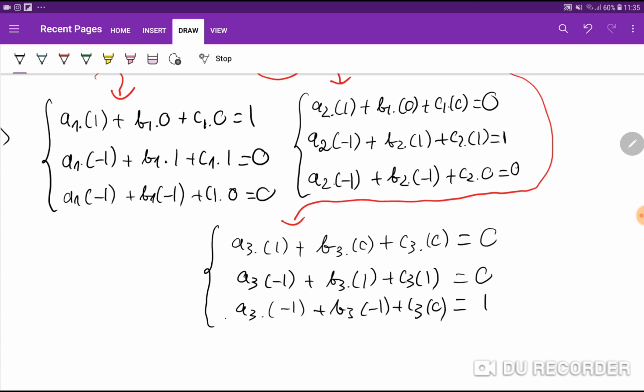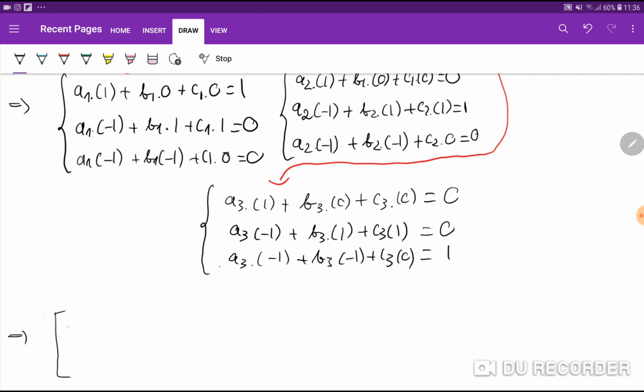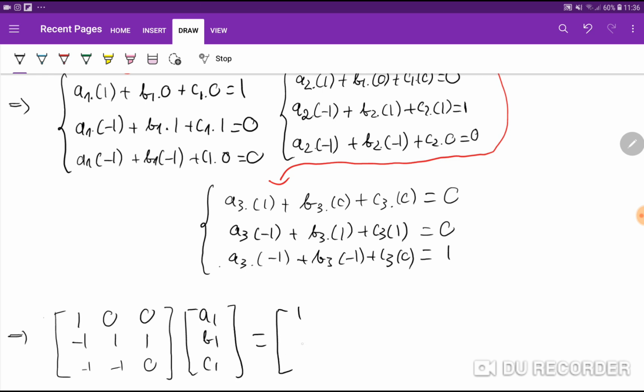Once you write like this, you can write in terms of matrix. So we have 3 matrices right here. The first one we have 1, 0, 0, negative 1, 1, 1, negative 1, negative 1, 0, times A1, B1, C1, equal to 1, 0, 0. Do you guys see it?